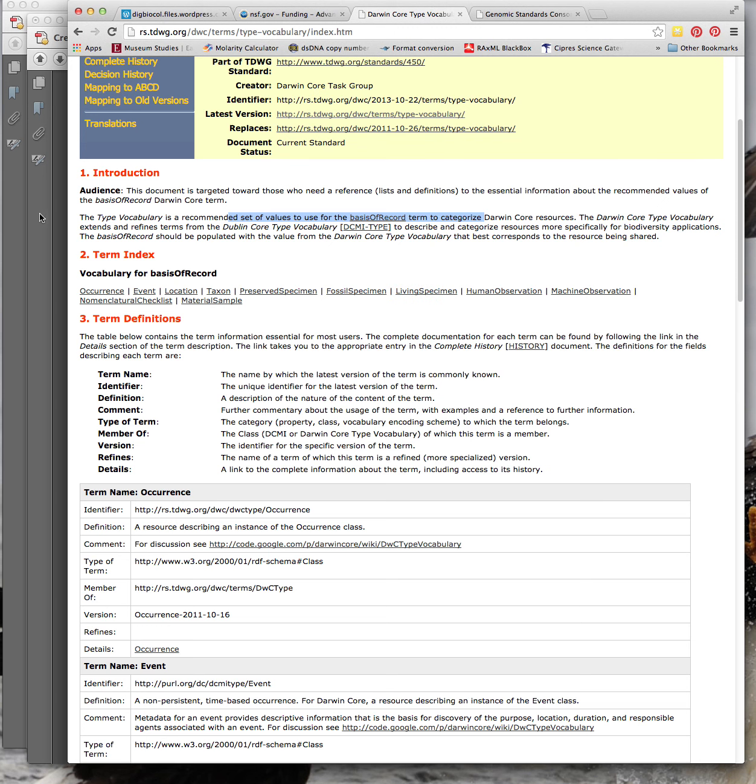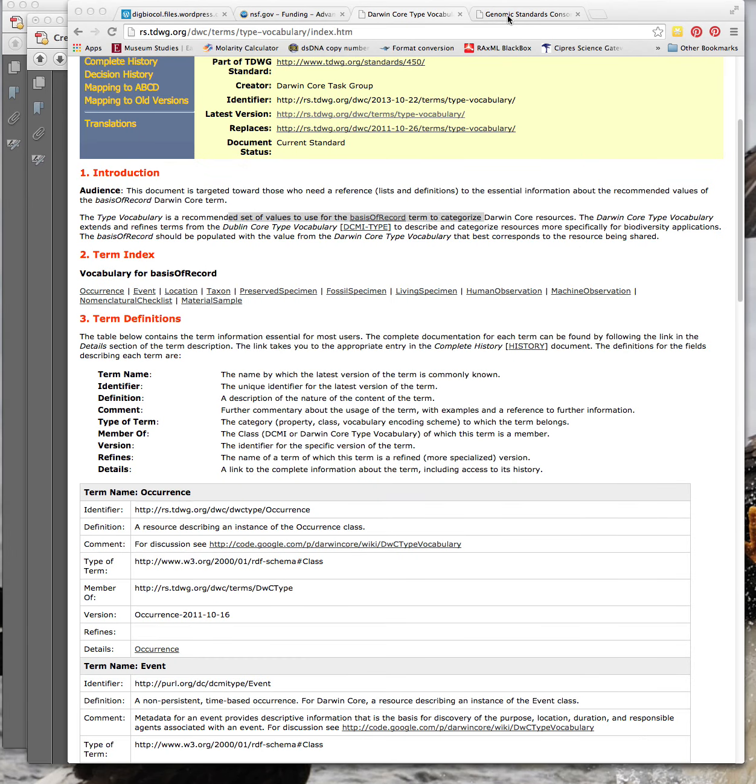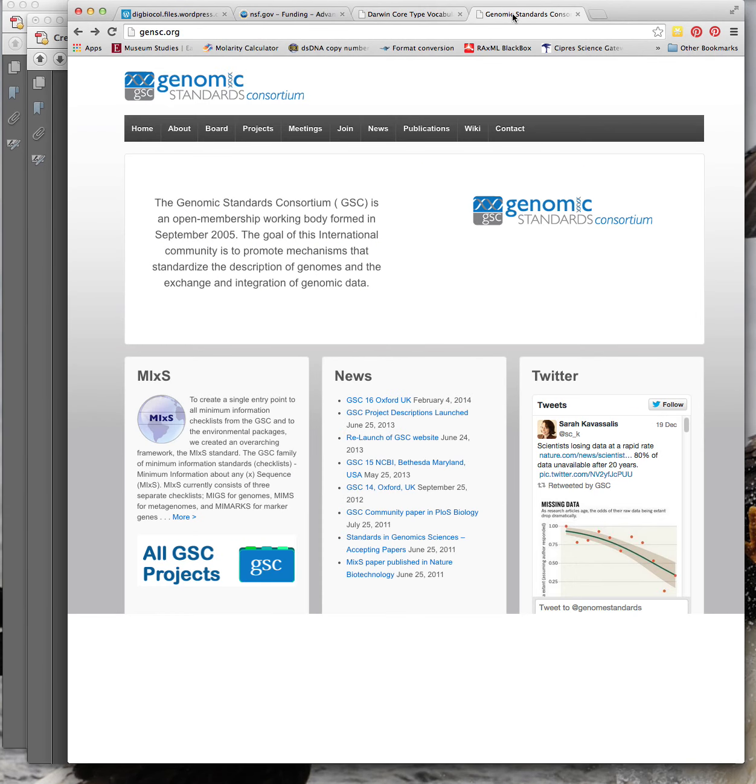So this is clearly a very large effort, right? If you look a little further down in your document here, they also talk about the Genomic Standards Consortium, similar, right, to the Darwin Core. It's going to be something that has some standards for talking about and storing data and using data.